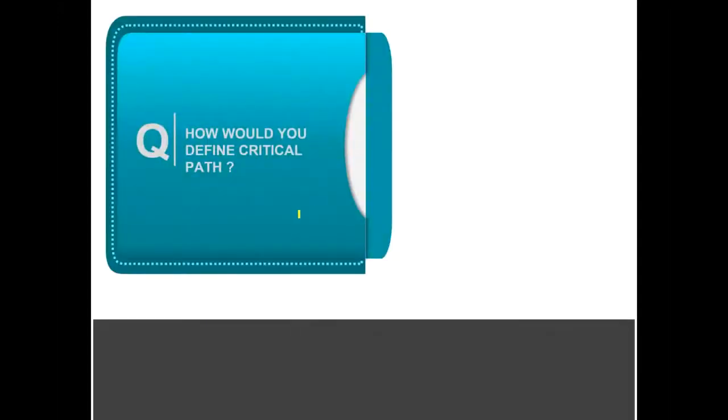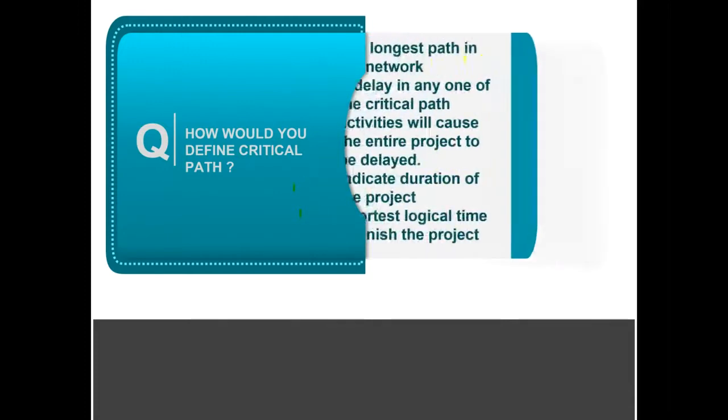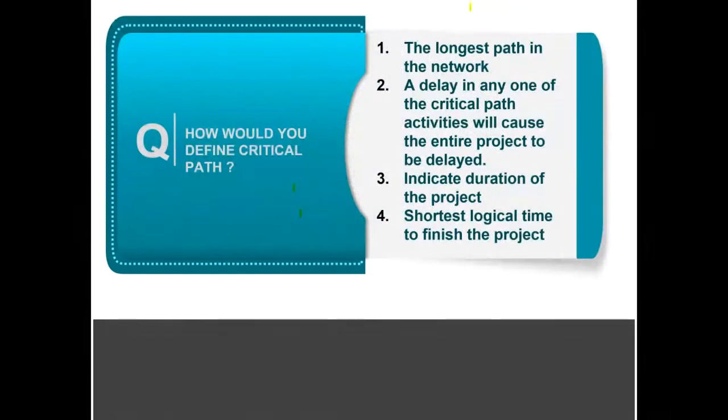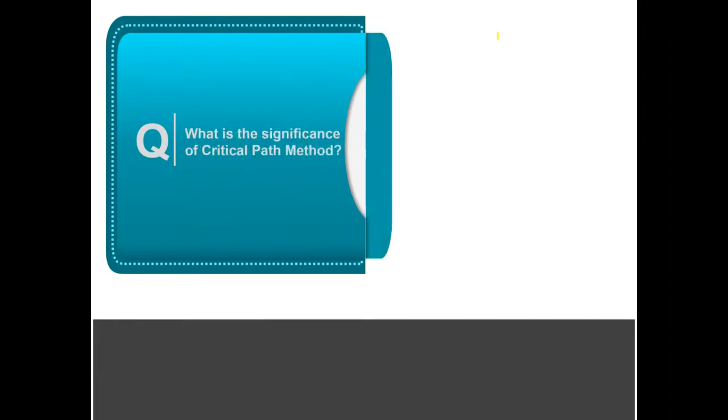Right, and the question here is, how would you define a critical path? It is the longest path in your network, and a delay in any of the critical path activities will cause the entire project to be delayed. It indicates the duration of your project, and in the previous example, it was 17 weeks to complete your project, and it is the shortest logical time to finish your project. Now, what do you reckon is the significance of the critical path method?